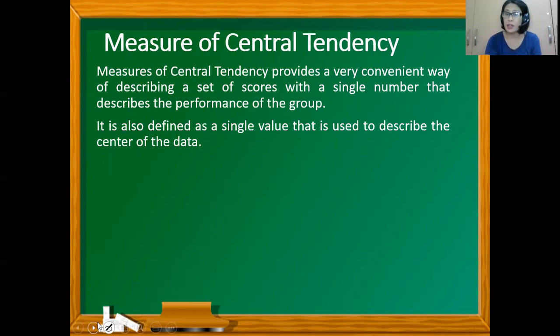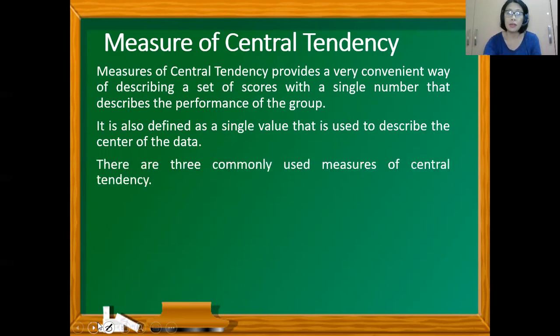It is also defined as a single value that is used to describe the center of the data. There are three commonly used measures of central tendency, class, and these are the mean, median, and the mode. You are somehow familiar with each of these terms. You were even able to calculate each of these measures. Our discussion will focus on how we calculate and interpret the mean, median, and the mode.